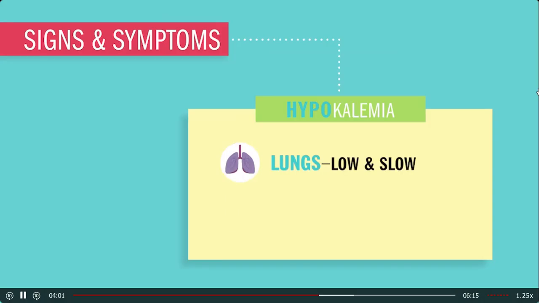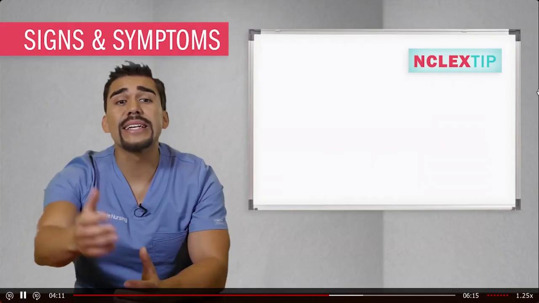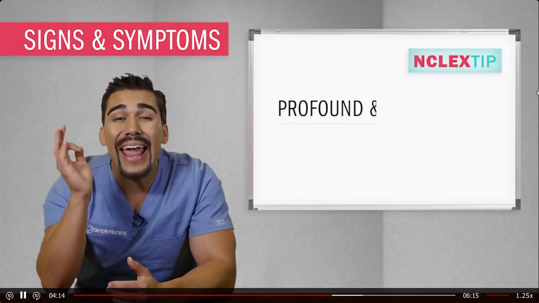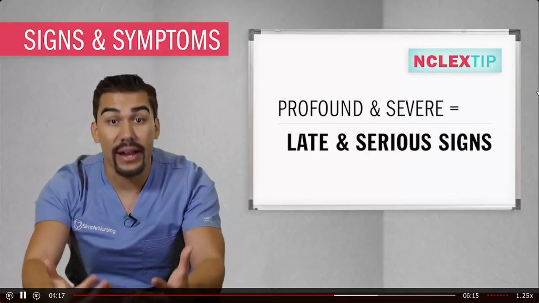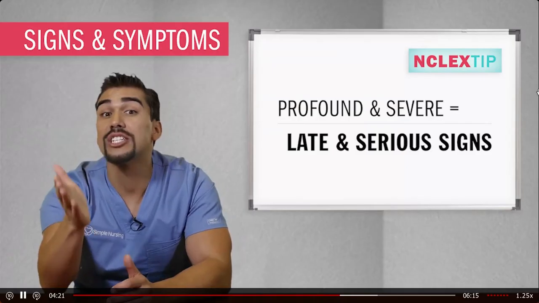The lungs are low and slow, so slow, shallow breathing, diminished breath sounds. Now with severe hypokalemia, there'll be respiratory arrest from that cramped up diaphragm. And an NCLEX tip for you guys, words like profound and severe are late and serious signs, indicating a patient priority. So guys, be a good nurse and assess these patients first.